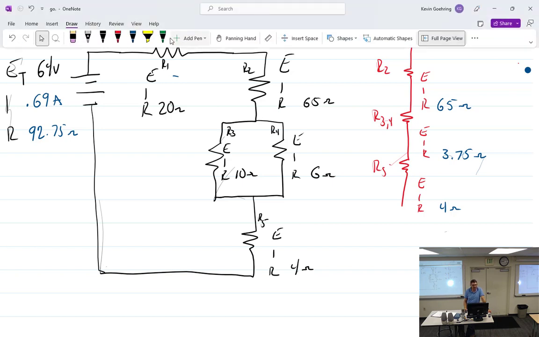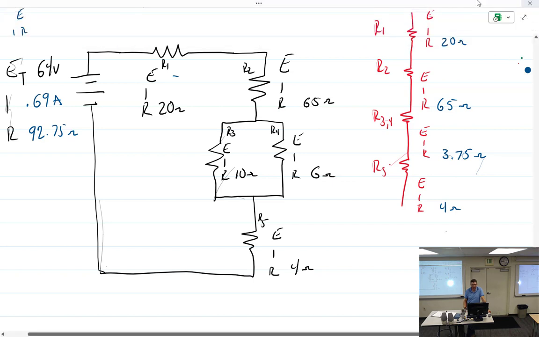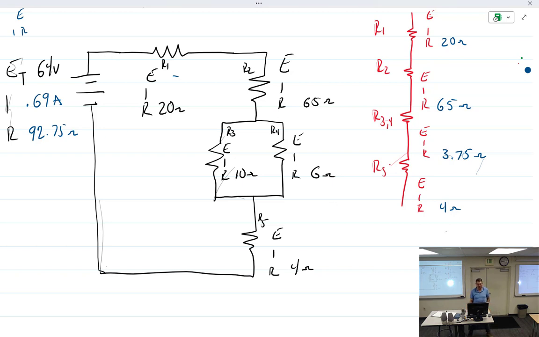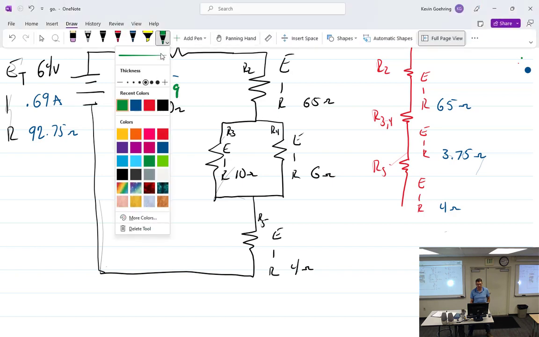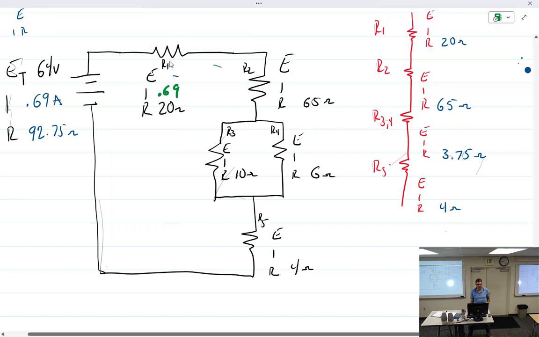All right, now I'm going to change it to green because we're working our way back up. We've done all we can going down or across, and we've solved that, so now we can start putting numbers back in. What is my current flow right here? 0.69. Now we can fill in our voltage drop too. So 20 times 0.69.